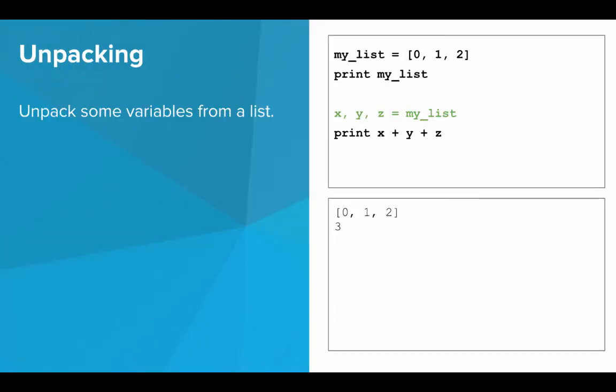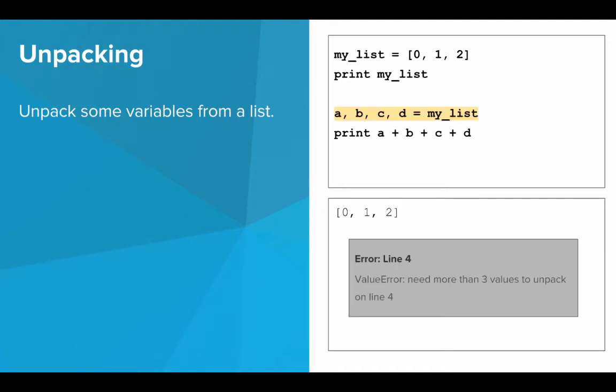So packing lets you put variables into a list. Unpacking, by contrast, lets you assign to multiple variables from a list. In this case, we assign to x, y, and z all at once. X gets the 0th thing in my list, y gets the first thing, and z gets the second thing. Note that the number of variables on the left side of the assignment statement has to match the number of things on the right side.